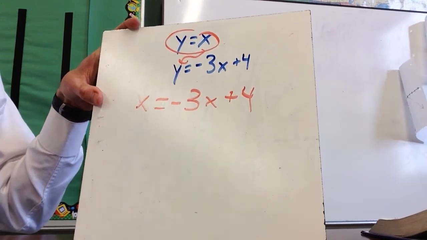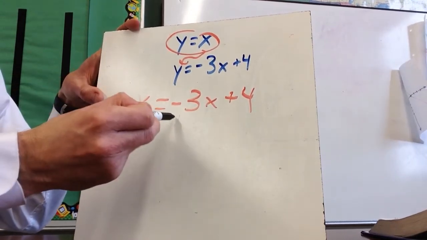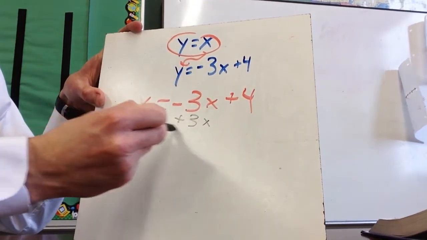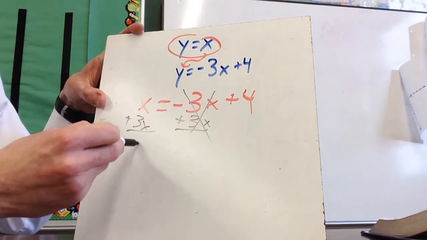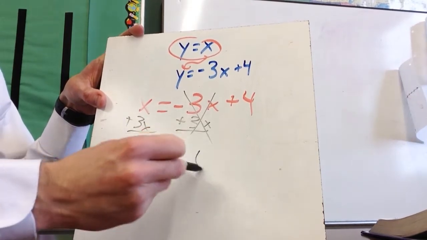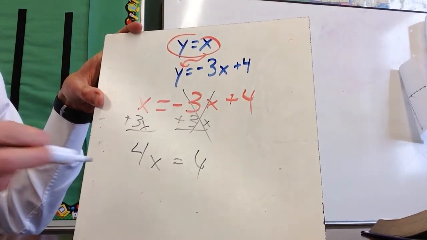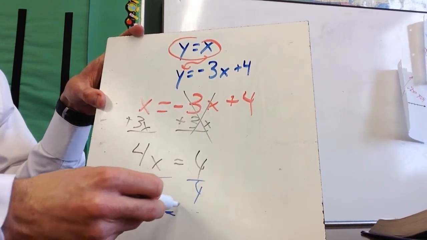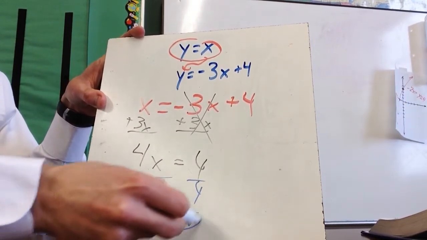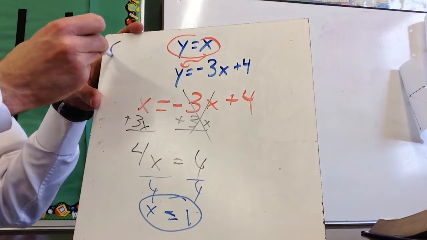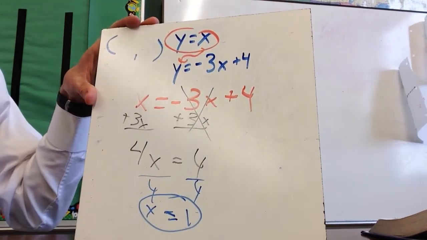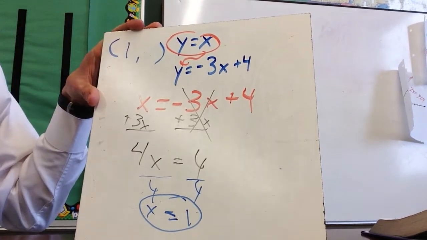Now to solve this, I would need to add 3x to both sides. This will cancel out. I'm left with 4x equals 4. And then I'm going to divide both sides by 4, and I've got x equals 1. Now keep in mind, my answer needs to be in the form of a point on the graph, since I'm looking for the point of intersection, which means x is 1.